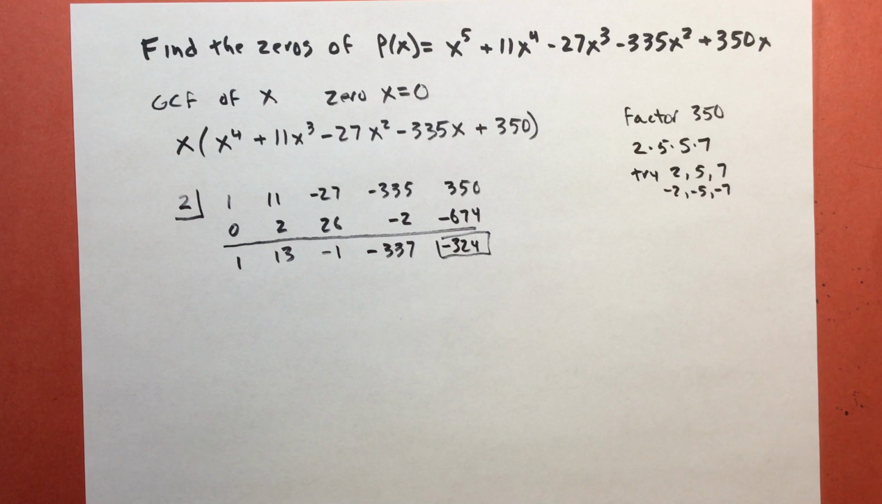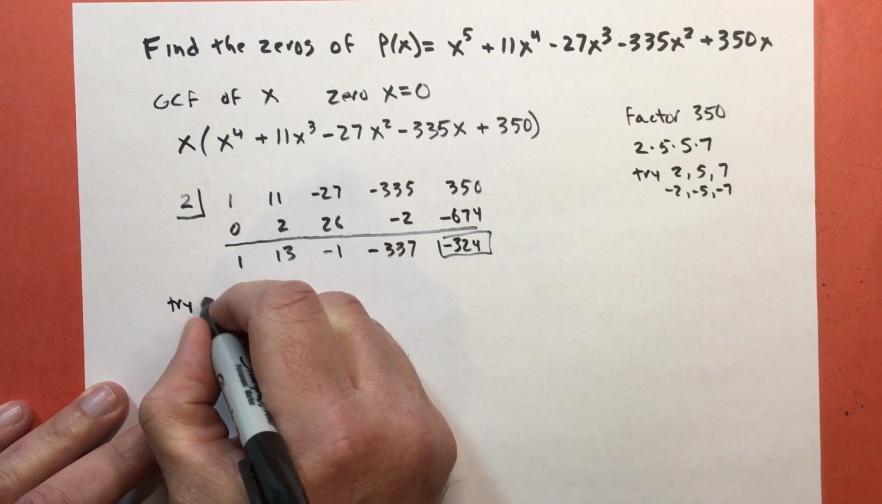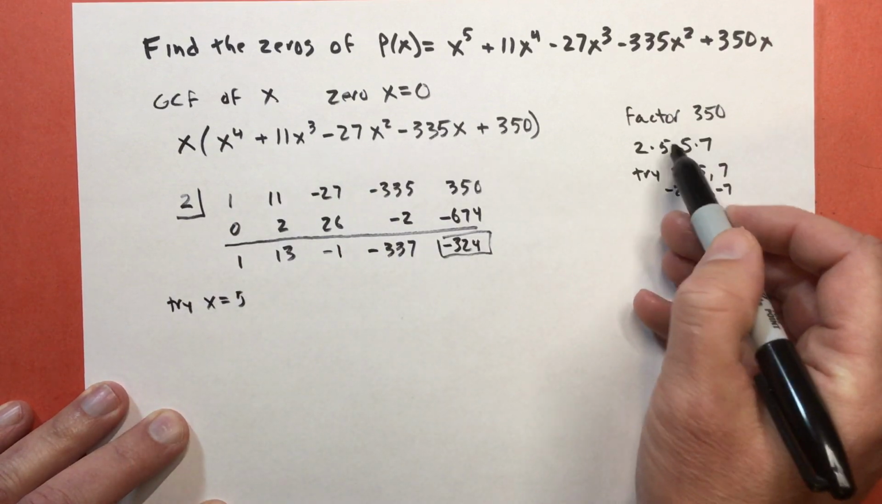All right, so now this is where it becomes a little tricky. You have to try a whole bunch of different ones. So I did 2. Now I can try negative 2. Then I can do 5, then negative 5, then 7, then negative 7, then 10, negative 10, 14, negative 14, etc., until I've got all the factor pairs of 350. Yeah, that'll take a while. That's why synthetic division is nice, because it actually goes kind of quick. What if I try x equals 5? So I'm going to pick this 5 right here.